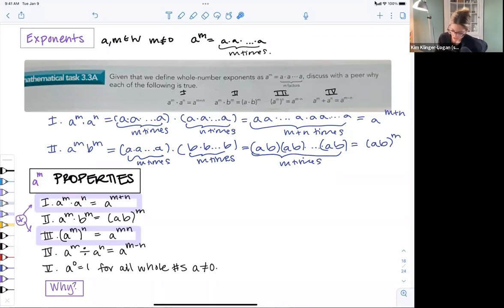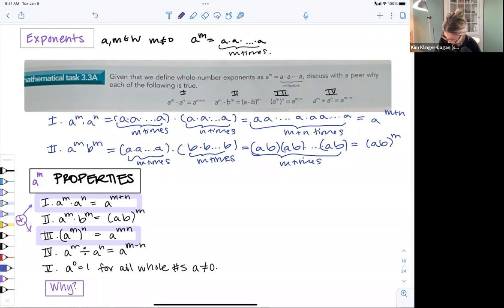Okay, 2 more rules or properties that we'll discuss for exponents. The fourth one is when we're talking about division. If I have A to the M divided by A to the N, this is the same thing as A to the M minus N. And again, I'll leave thinking about this justification to you.